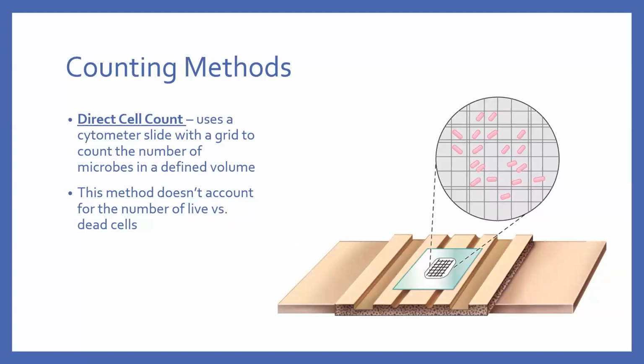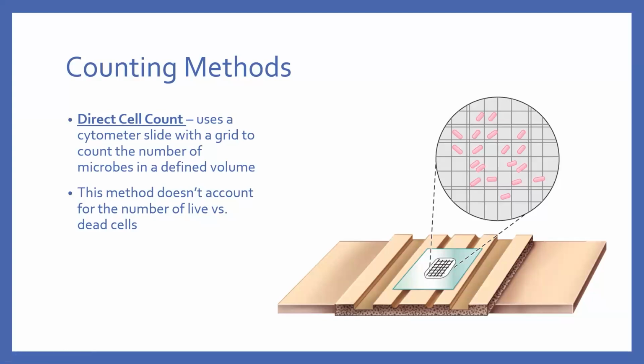You can also do a direct cell count. This uses a special microscope slide that has a grid on it. And you can add a couple of drops of bacterial solution to it, a very defined amount like 10 microliters, 15 microliters or something like that, to the slide. You can count all of them up, and then you can figure out, okay, I had 10 bacteria in 15 microliters. Therefore, if I had 1 milliliter, you can kind of work backwards and figure out how many you have in your overall sample.